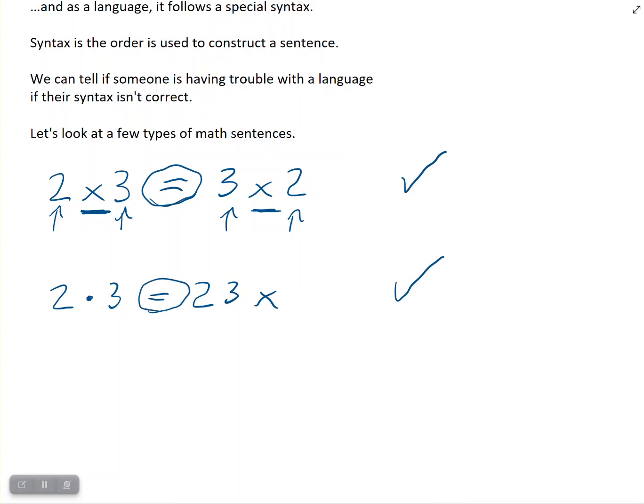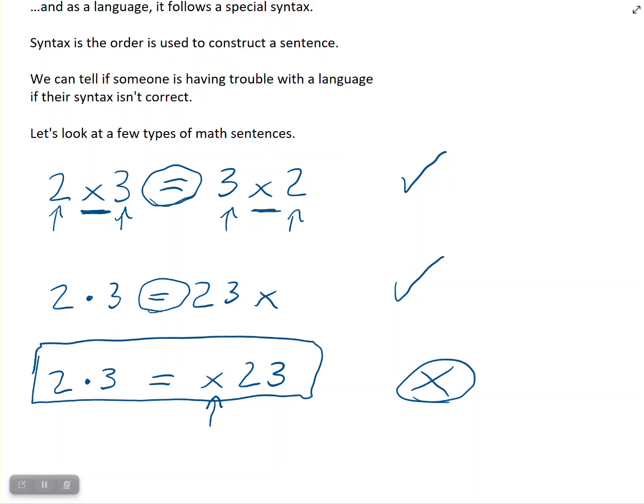But this one here does not make sense. If I wrote 2.3 is equal to x2, 3, we'd be scratching our heads. And why? It's because this thing here is not in the right place. So the syntax of math says that this is not correct. This is not a legitimate sentence as far as we know. So this is how math is a language. It follows a certain syntax.